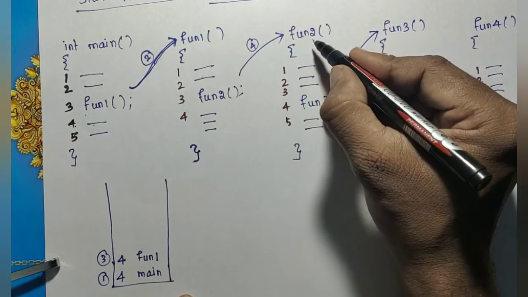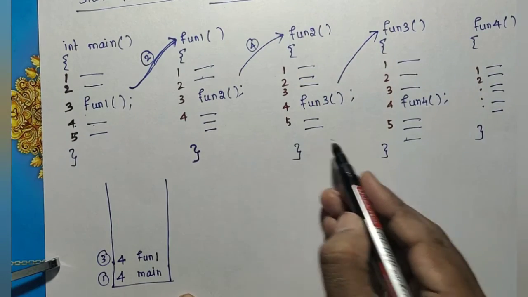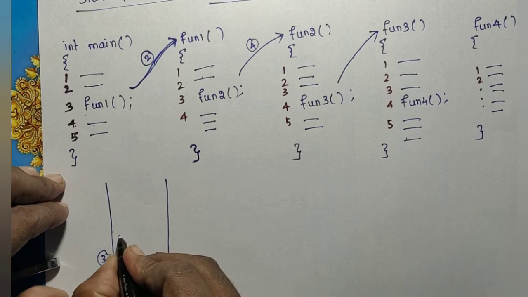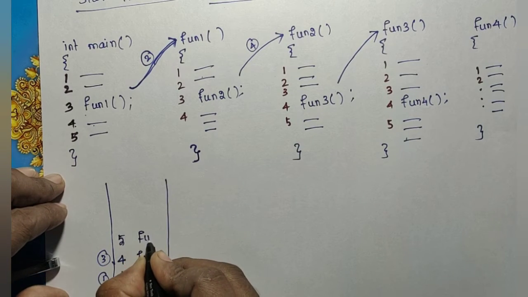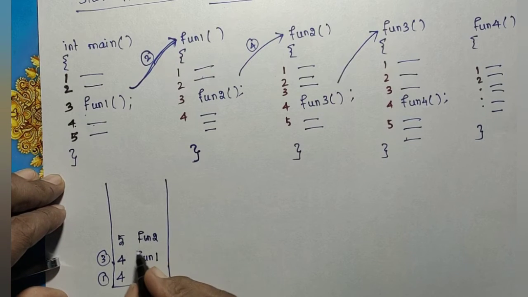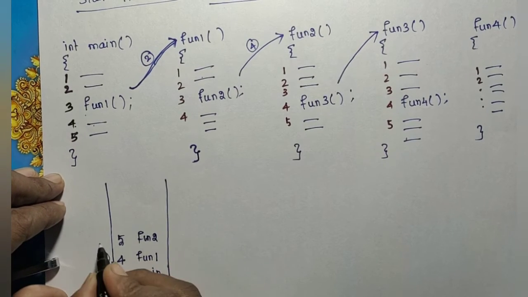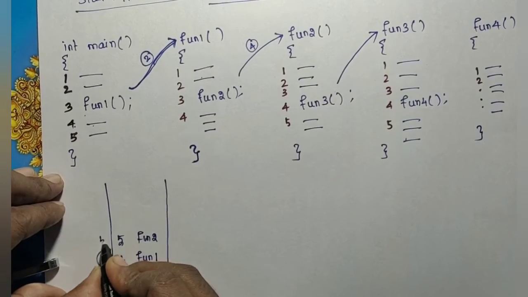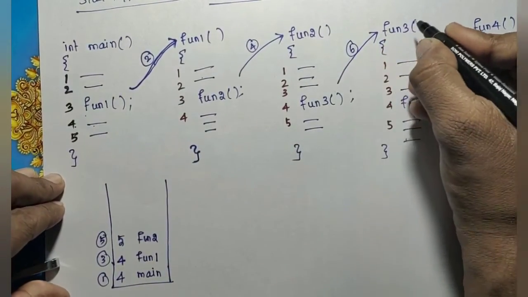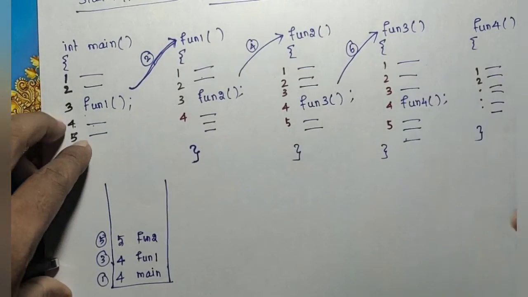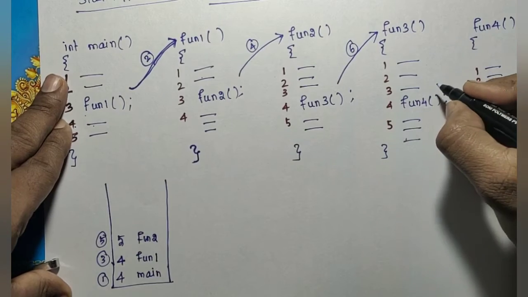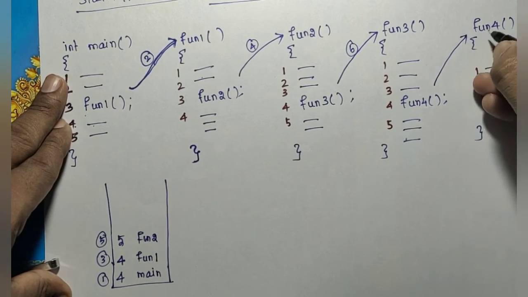By that time the return address, that is, after completing this, it needs to return to the fifth statement of function 2. So the fifth statement of fun2, that identification, will be pushed into the stack. That happened as the fifth step. Then, in the sixth step, the control will switch to function 3 and start executing line by line. Again there is a function call, so the control needs to move to function 4.